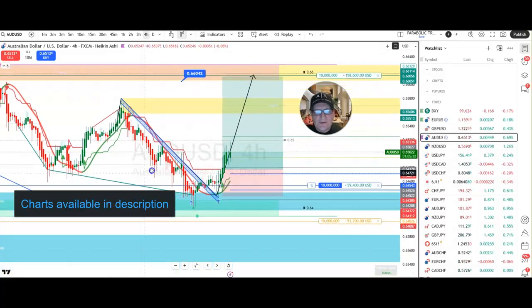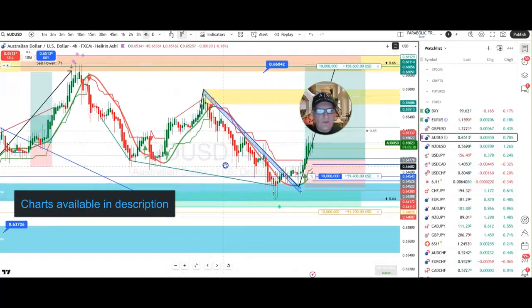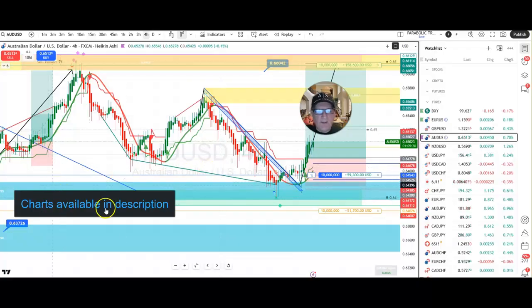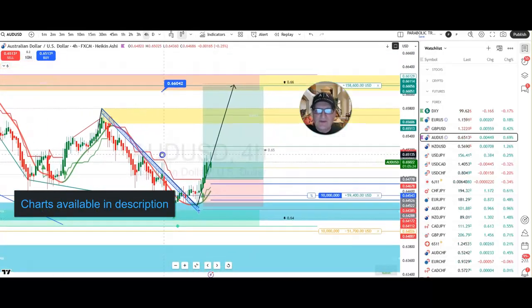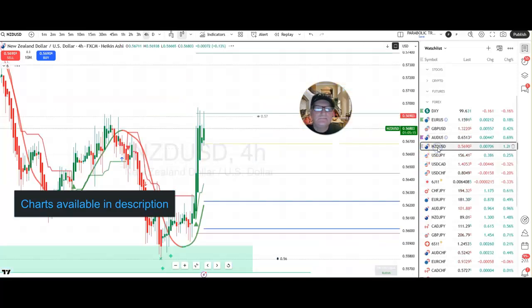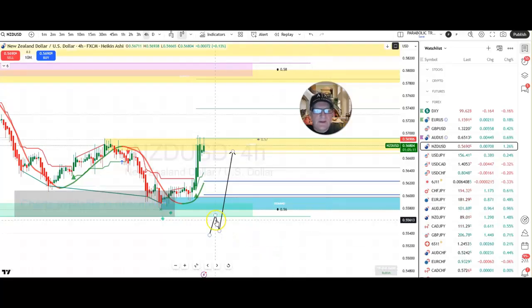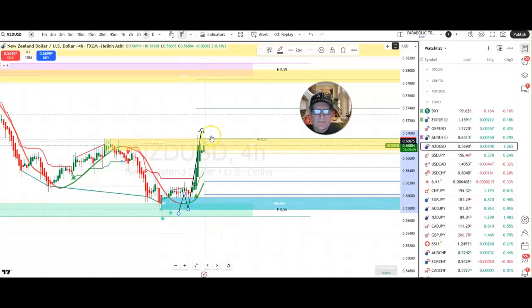Divergence, convergence, change of character. So we got all that happening at the same time. Buyer power of 79, very, very strong. So this indicates it's going much higher to 66.00 in the next few days. Similar for the Kiwi as well, to the upside, as previously mentioned in the VIP room.